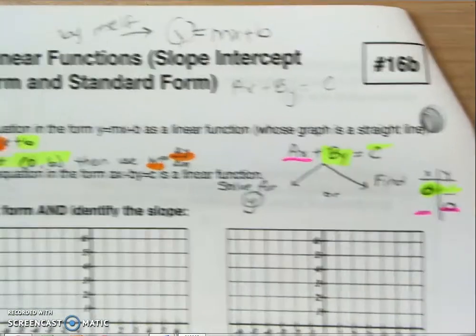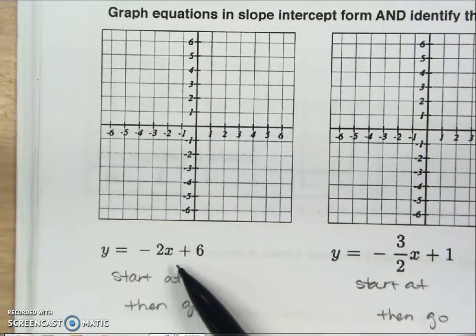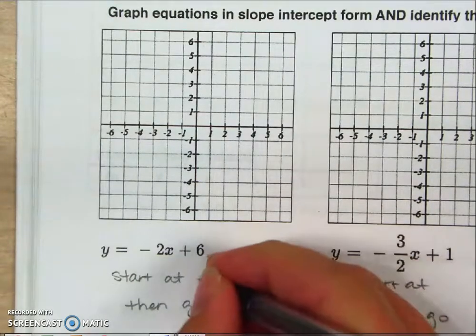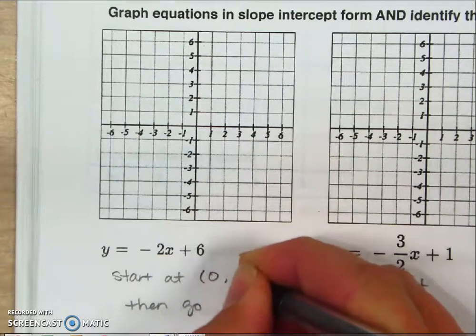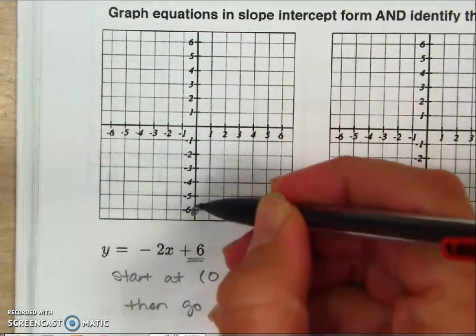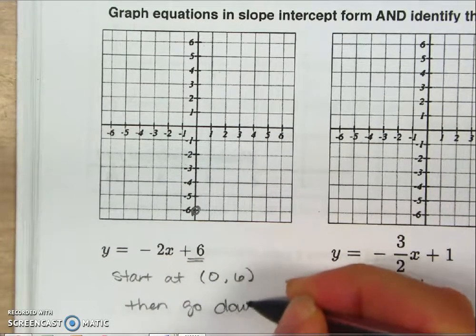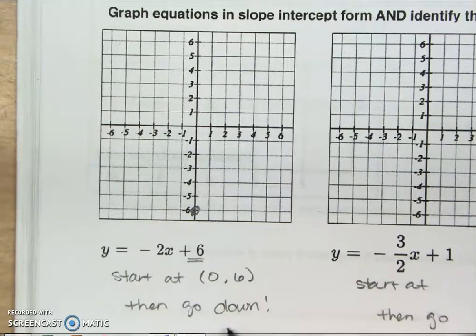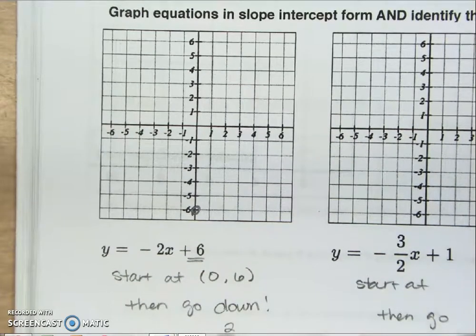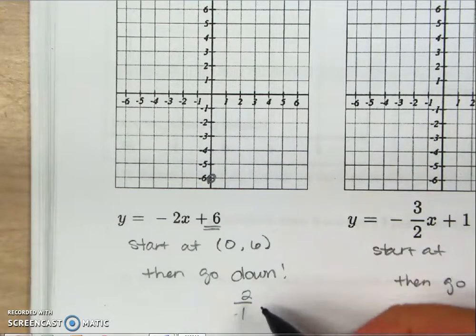Let's look at slope-intercept form first because that's what we're used to. Let's look at this very first graph. Underneath this, we have y equals negative 2x plus 6. Remember, that means we're going to start at 0, 6, because that's the b, the last number right there. Then let's look at the slope. The slope is negative, so we're going to go down from there, and that would be 2 over 1. So we're going to go down 2 over 1.